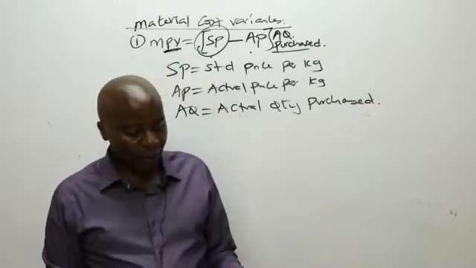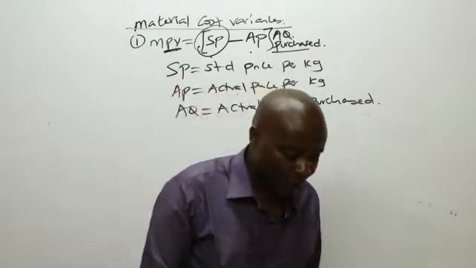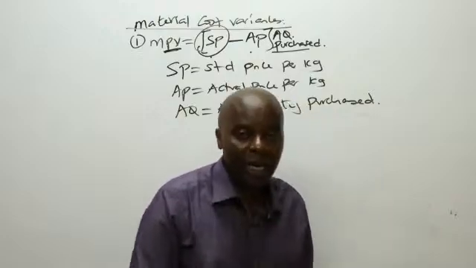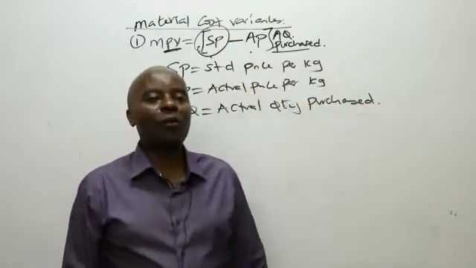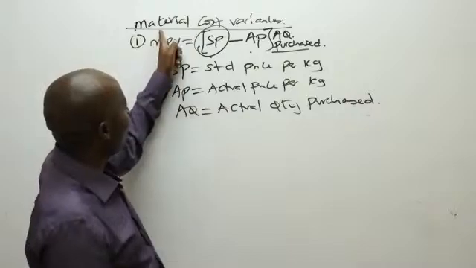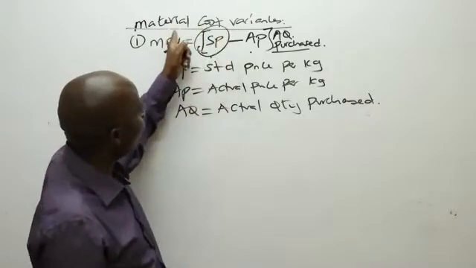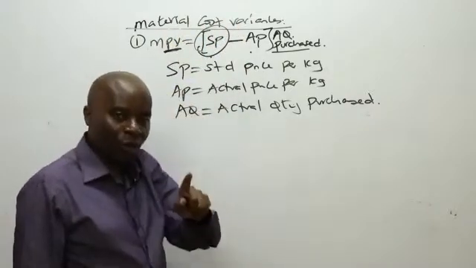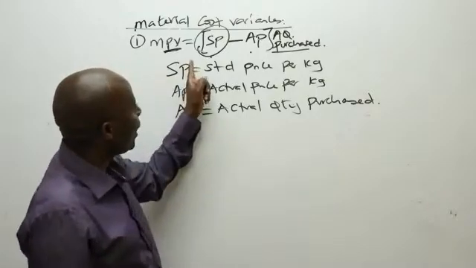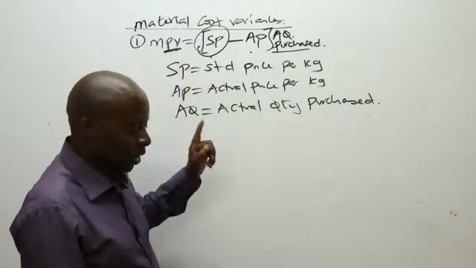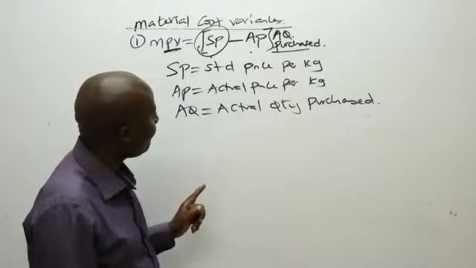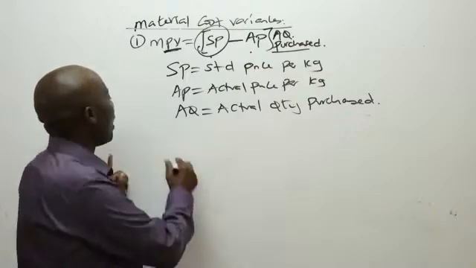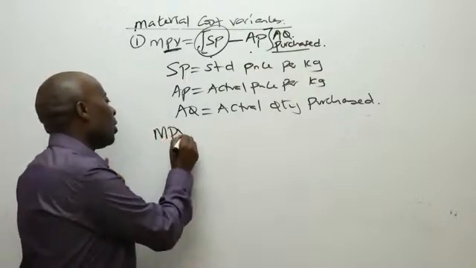Now they want us to give them operating variances, and I've told you you've got 5 types of variances, of which the first one that we want to compute here is the material cost variance. This material cost variance is divided into 2. We have the material price, and then we have the material usage variance. Now, my great students, I want us to get this material price variance.